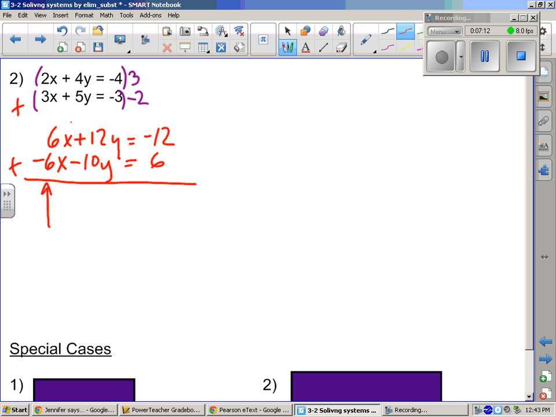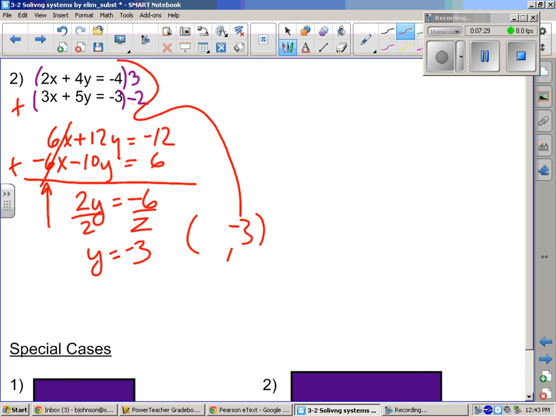Now I can add. I add them up, so these go away. I get 12 negative 10 is 2y. Negative 12 and 6 is negative 6. Divide. So y equals negative 3. So we're done. No, we're not done. So put the negative 3 back in.